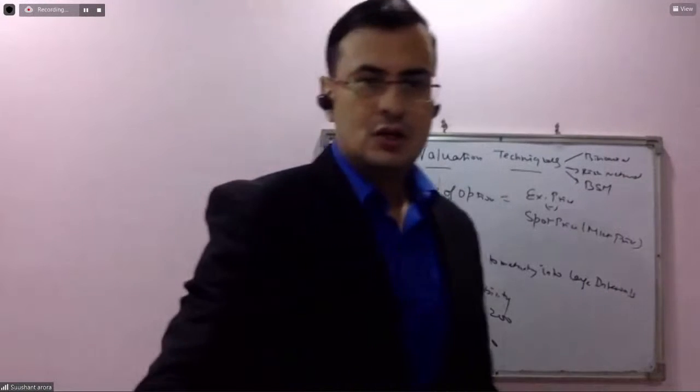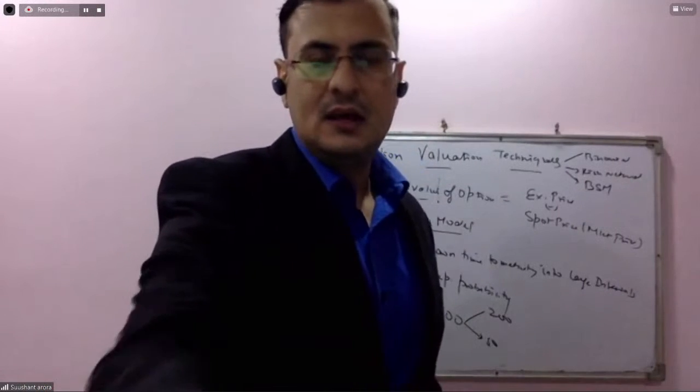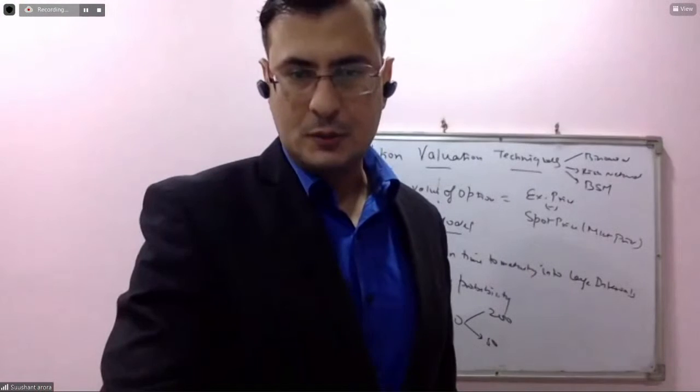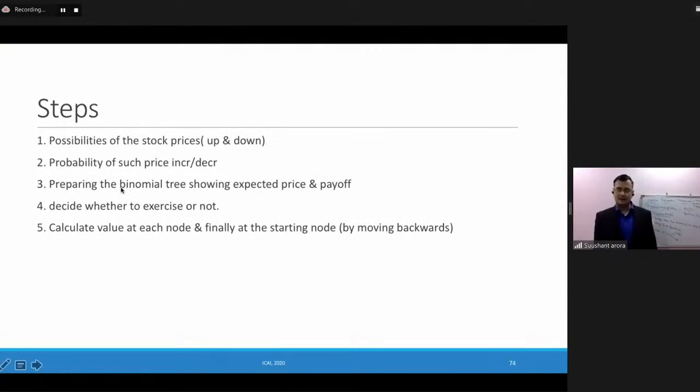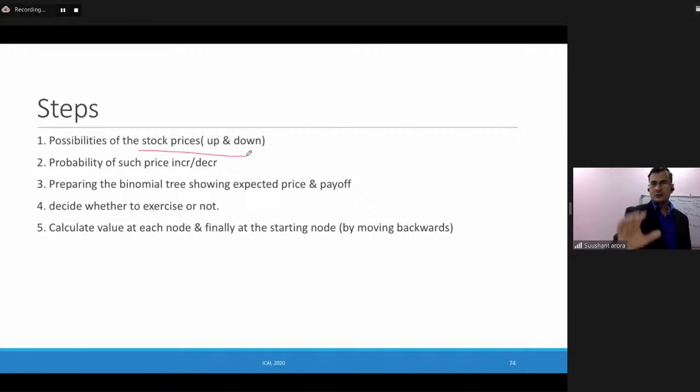So I am first sharing the steps that need to be followed. I know you will not understand more than 10-15%, and that will be clear only when you are able to solve the question. So the first step, to calculate the value of the option from the binomial model, is to see the possibility of the stock going up and down. The examiner will give you both the up probability and the down probability.